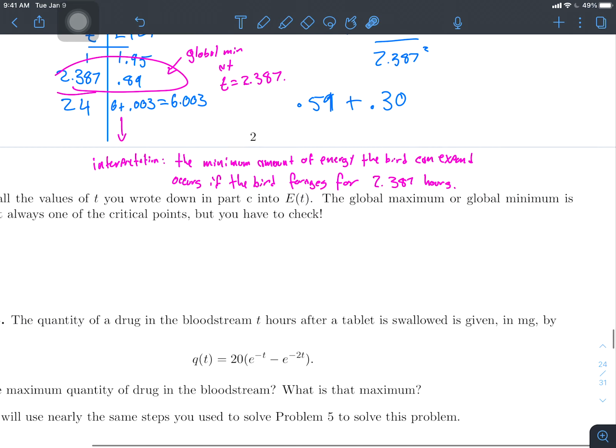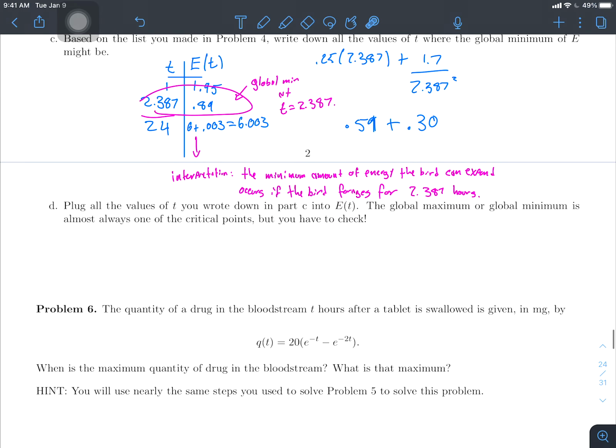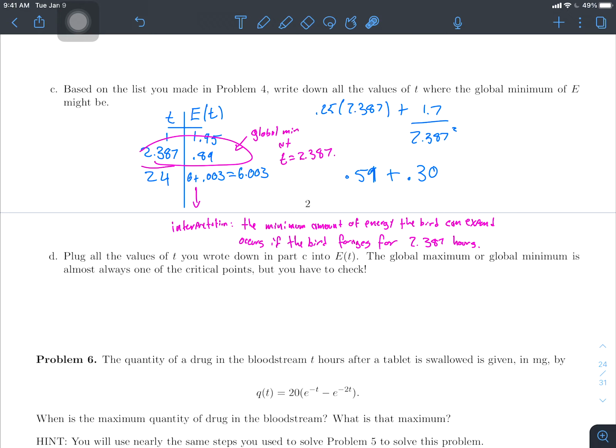So if you think about it, based on these numbers, the function probably looks something like this. Lots of energy if I have a good territory. Then there's an equilibrium point. And then if I have really poor territory, then I have to spend a lot of energy looking for food. So that's all I wanted to say about this example. The point is, find the critical points, find the boundary values, plug them into the function, and see what you get. The biggest number is the global max, the smallest number is the global min.